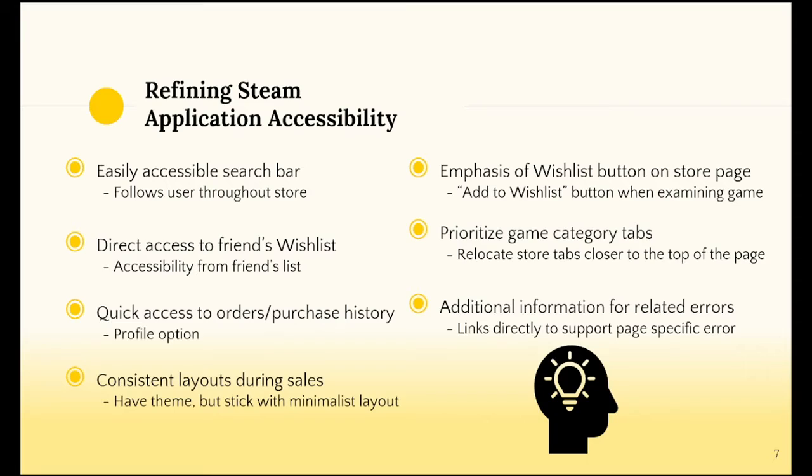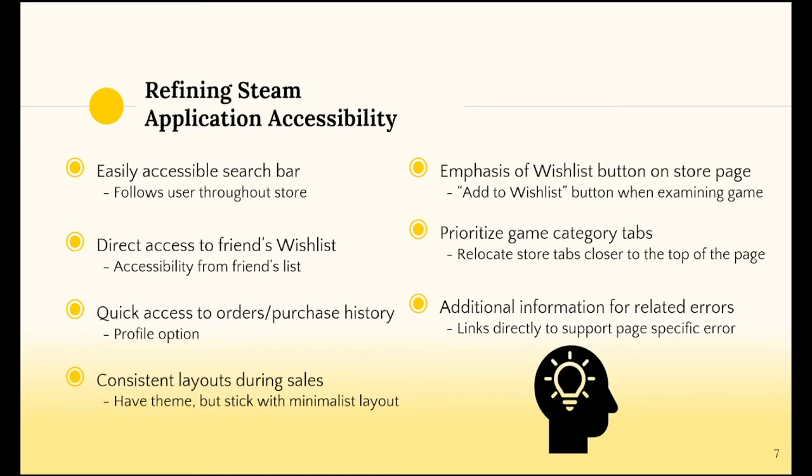Consistent layouts during sales. This was a big one because we gave the previous layout to our testers and they said it was very overwhelming considering they were used to the way they were doing the test beforehand. So definitely sticking with a theme, maybe having a banner up top, but still a consistent layout from what everyone is used to within Steam. Emphasis on the wishlist button on the store page. You're hiding that wishlist button on an extra tab when really it should be right there saying, hey, add this to your wishlist, to your users.